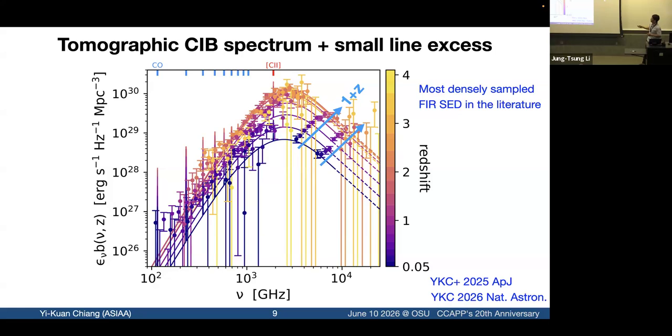So color coding is redshift. So overall amplitude is increasing as a function of redshift. That's the evolution of cosmic star formation history. And on the left-hand side, I also marked the locations of CO or C2 transition. CO are a lot of rotational transitions on the low frequency. C2 is roughly right at the peak of the CIB. It's a 158 micron transition.